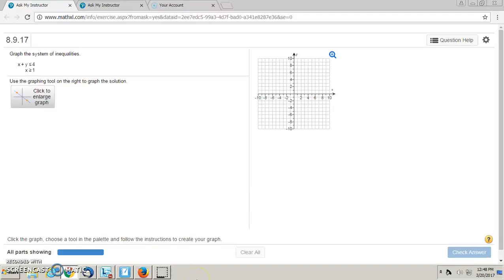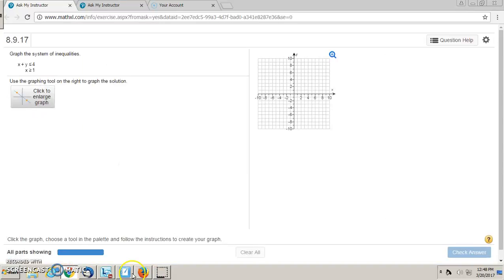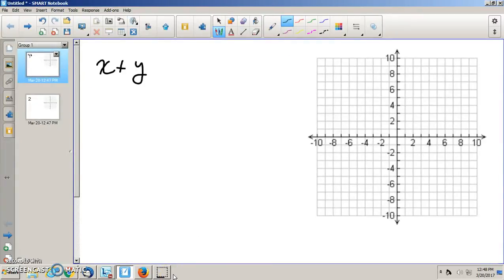Okay, one of our questions was to graph this system of inequalities. I'm going to graph this on paper first, and then graph this on the program right here, MyLabs Plus. So we have x plus y is less than or equal to 4, and x is greater than or equal to 1. So I'm going to write this x plus y, less than or equal to 4, x greater than or equal to 1.